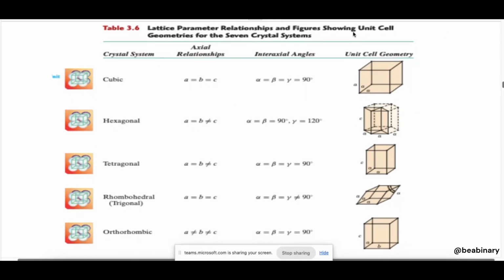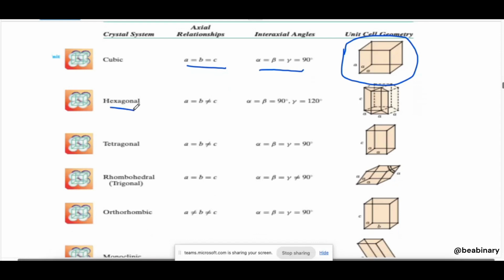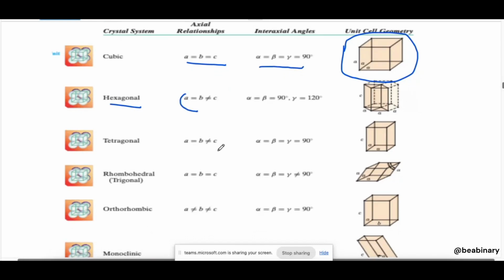This is an example. This is a cubic: A is equal to B is equal to C, and alpha, beta, gamma all are at 90 degrees. The second one is hexagonal, A, B. Okay, no, I have made you know that.